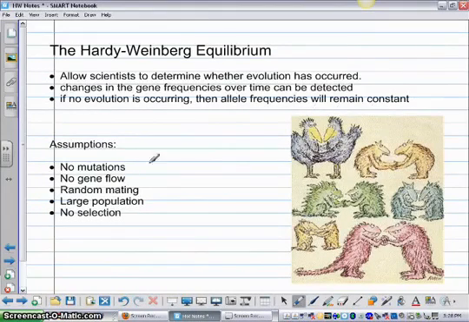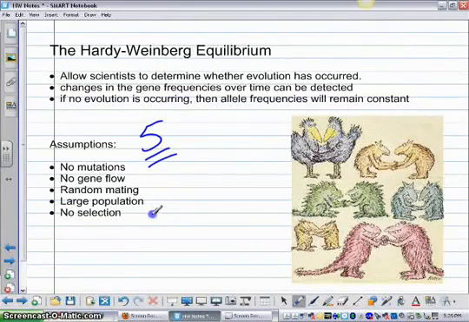So it makes five big assumptions: that there are no mutations within the population, there's no gene flow, so no migration into or out of the population, that there's random mating within the population, there's no sexual selection at all, that the population is infinitely large, and that there's no selection on the trait that we're looking at.